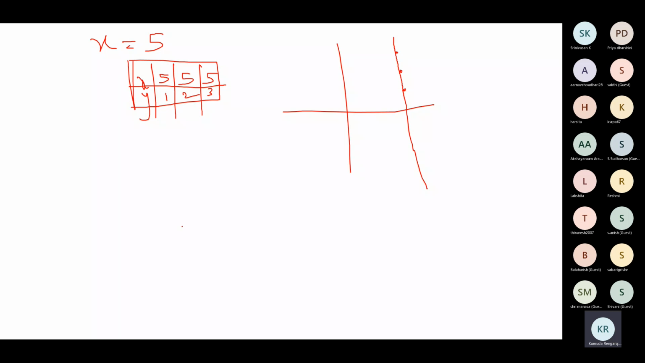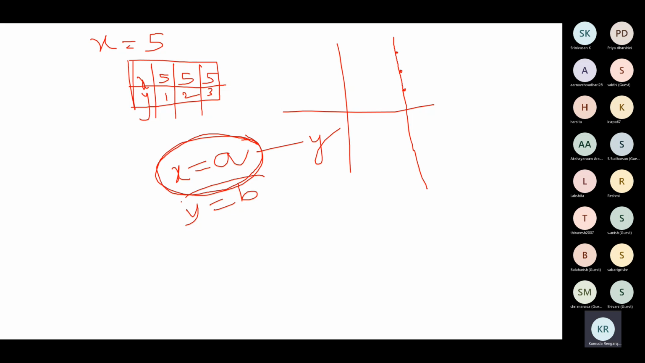the y-axis. So x is equal to a constant. X is equal to a constant is always a line parallel to the y-axis. Y is equal to a constant is always a line parallel to the x-axis. Okay, ma'am. Got it. If an equation is of the form x is equal to a, where a is a constant, it will always be a line parallel to the y-axis.